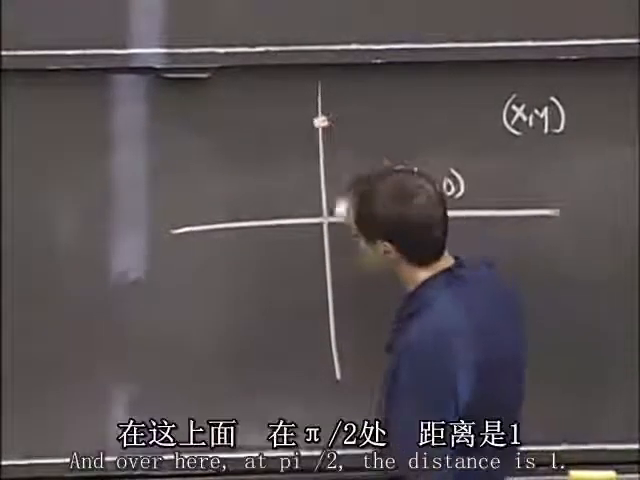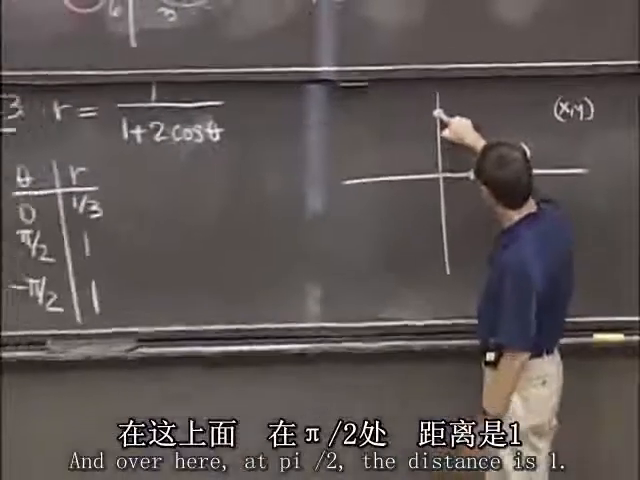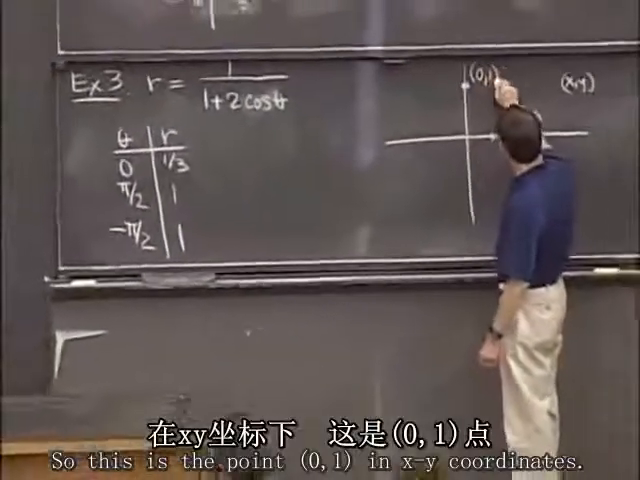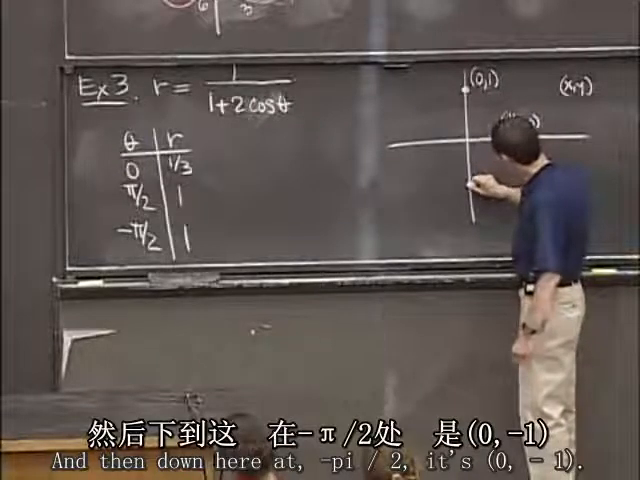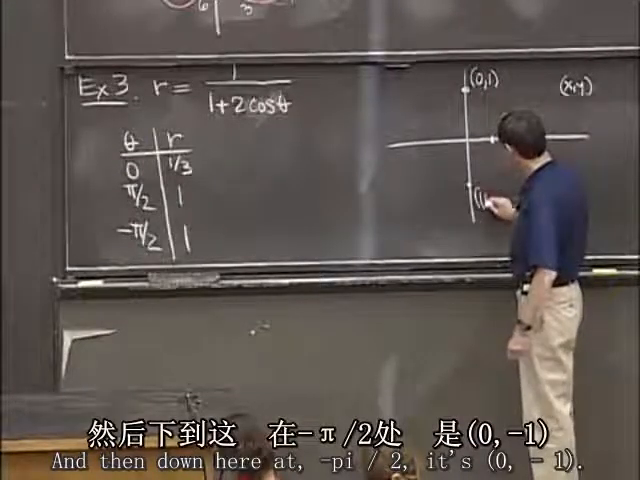And over here, at pi over 2, the distance is 1, so this is the point (0, 1) in xy coordinates. And then down here at negative pi over 2, it's (0, -1).